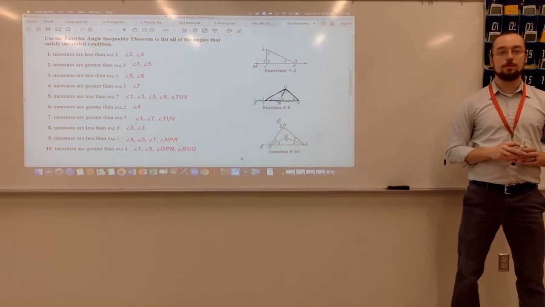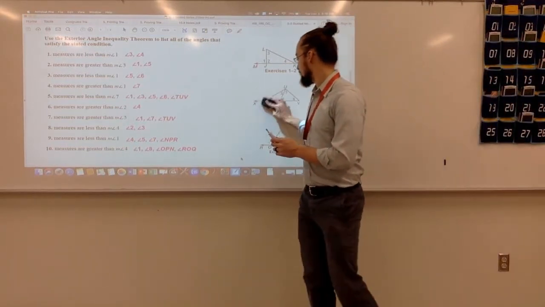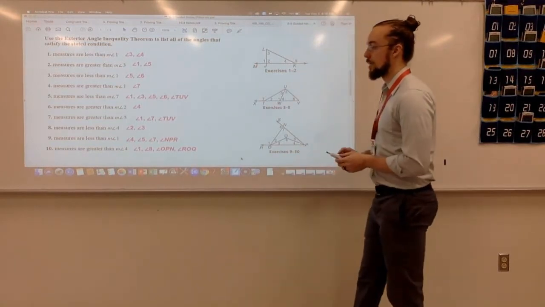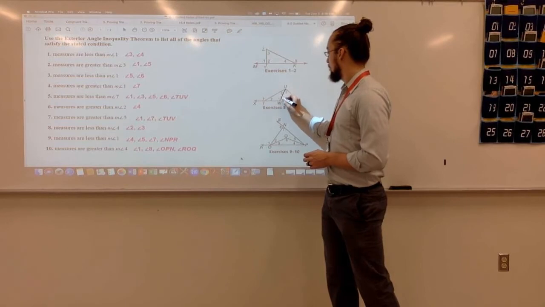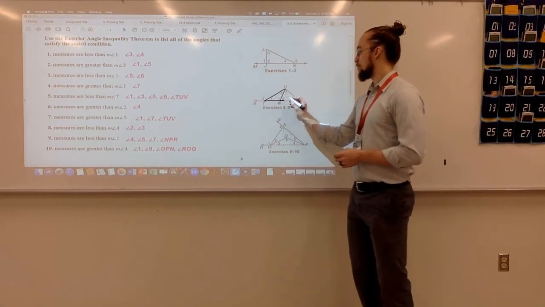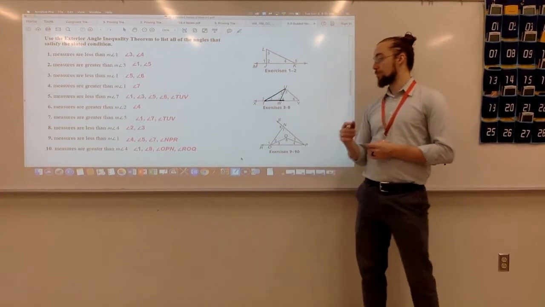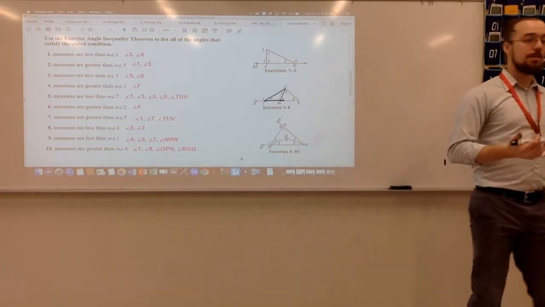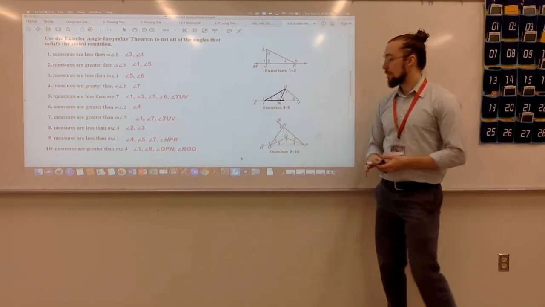7 is the one we just talked about. I'm at number 8, angles less than angle 4. Well, angle 4 is exterior to this triangle. So I know for sure that the two non-adjacent interior angles, which would be 2 and 3, are less than angle 4. And I think that's the only ones that we can see for sure that would be less than angle 4.